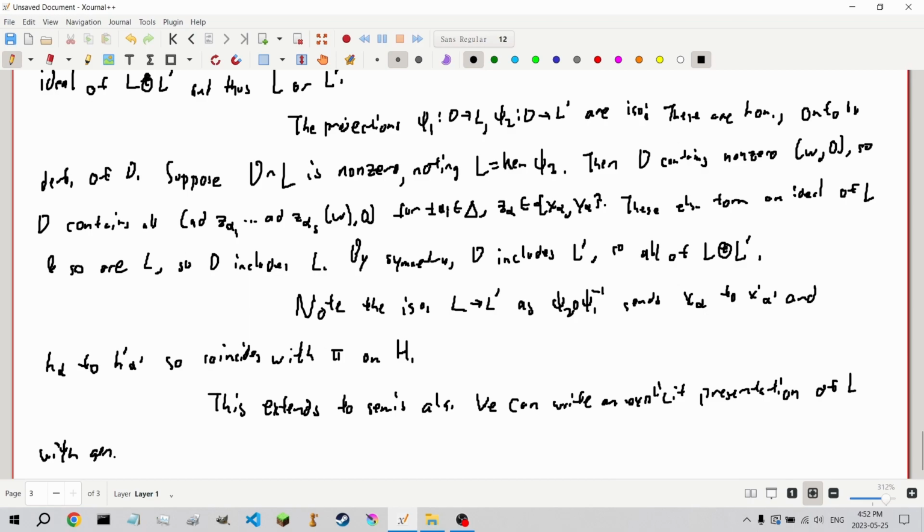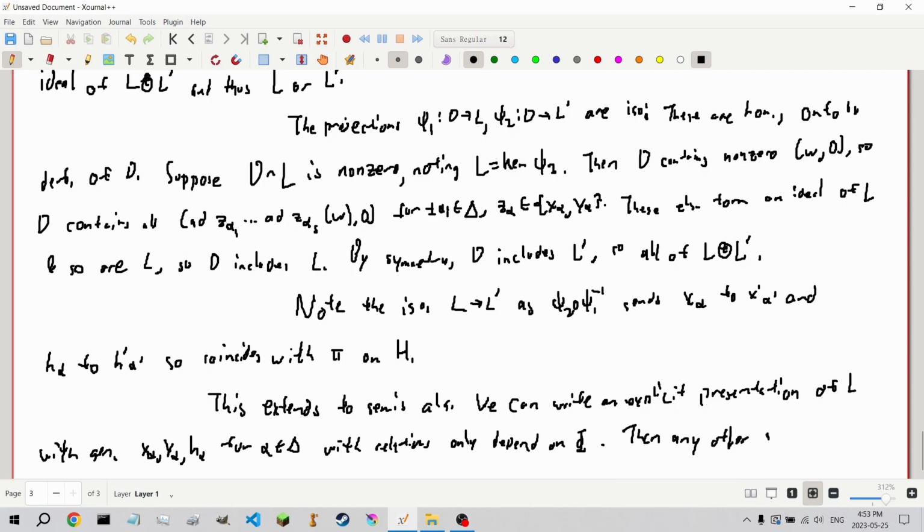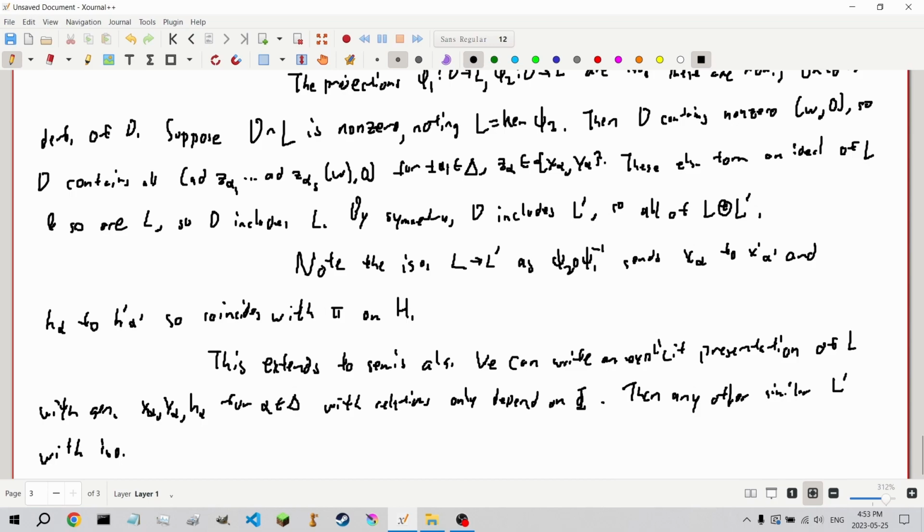with generators X alpha, Y alpha, H alpha, for alpha a root in a base, with relations such that the constants involved only depend on our root system. And then any other similar L prime with isomorphic root system is isomorphic. We'll prove this later on. It's a bit more difficult, but we get sort of an existence theorem for semi-simple algebras. Not sure quite what that means yet, but we're getting there.